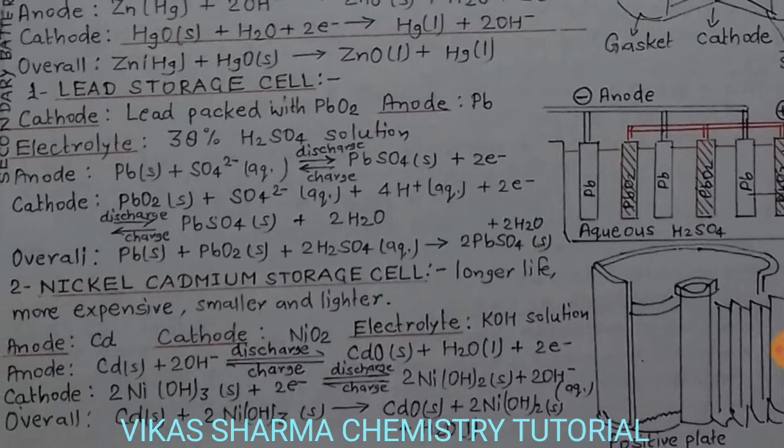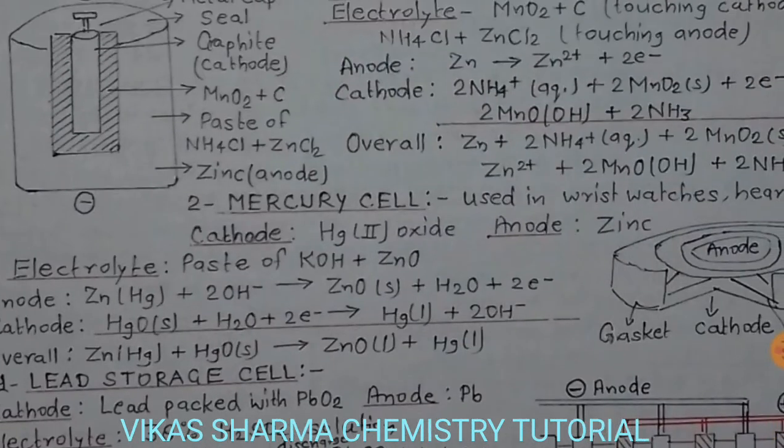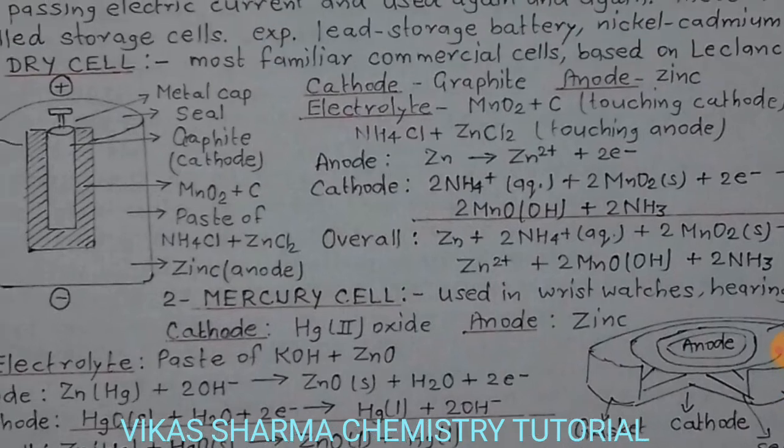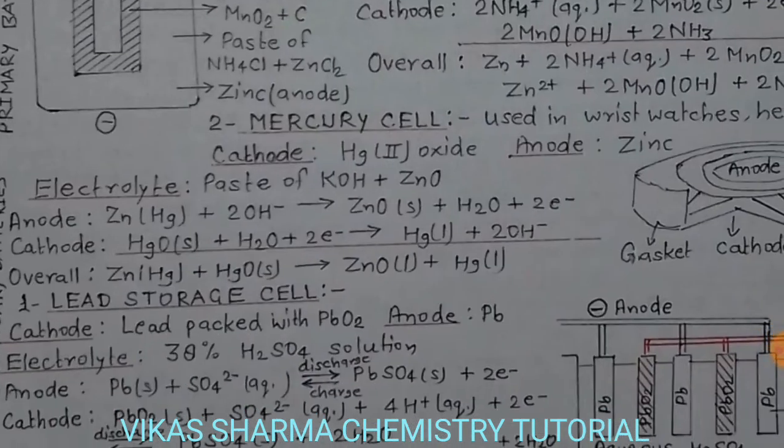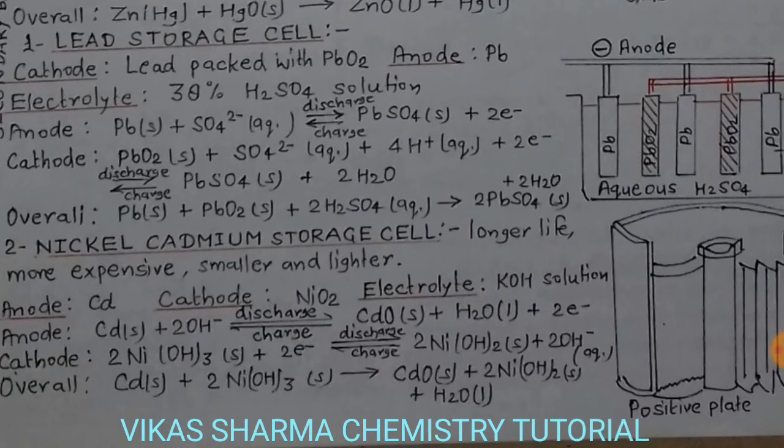The second is, student, the secondary battery part. In your syllabus there are only two primary batteries, first the mercury cell and second the dry cell. In the board exam questions are asked on them. A secondary battery means a chargeable battery. The first one is the lead storage cell, used in domestic inverter batteries.